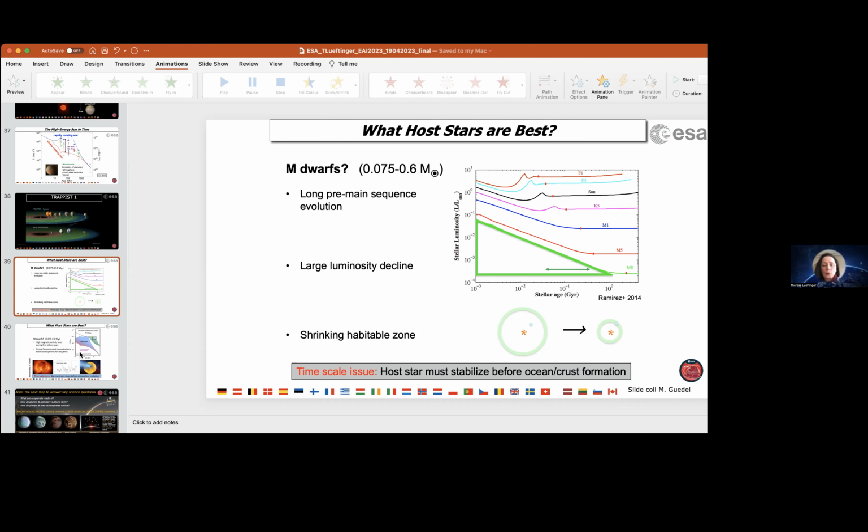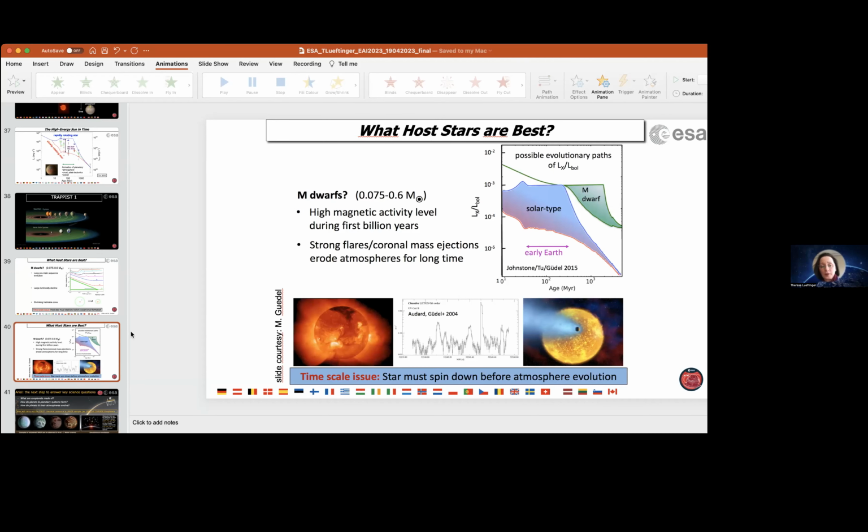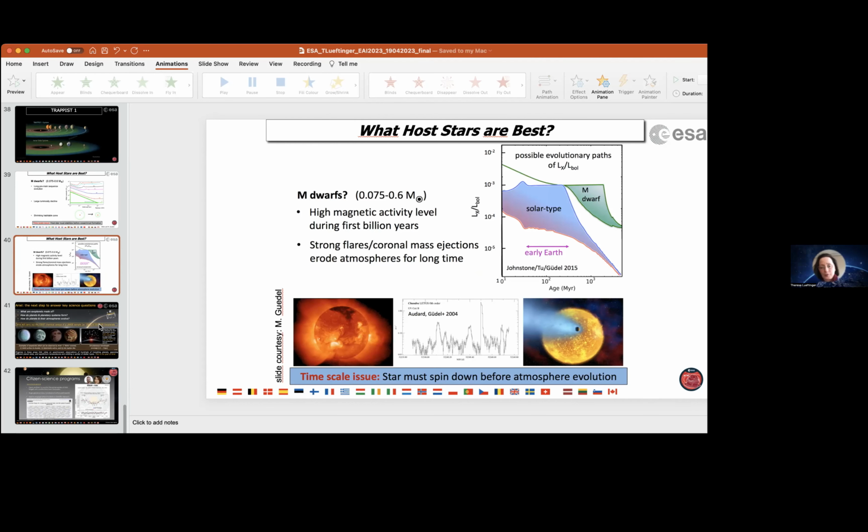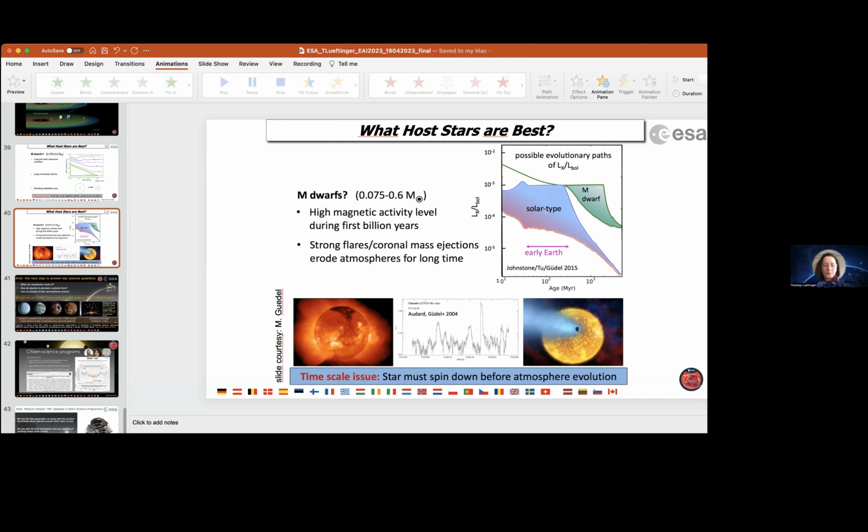And also, M dwarfs stay active for quite a long time. They are not necessarily more active than solar type stars, but they spin down very slowly. Often, not all of them, but many of them do. So they stay at very high activity levels for a long time. So planets with atmospheres around them face very different conditions. So that's something to keep in mind as well when thinking about M dwarfs.